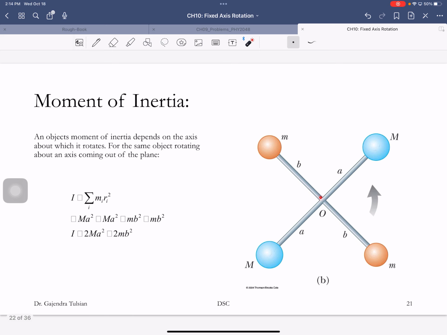The same object, if you calculate the moment of inertia about this axis, now all the objects are contributing, and the moment of inertia is 2ma squared plus 2mb squared. So it increased by that much. If you calculate the moment of inertia about this point, that'll increase even more. So for any object, you can have infinite values. Most of the time, we'll be interested in the moment of inertia of an object about an axis passing through the center of mass.